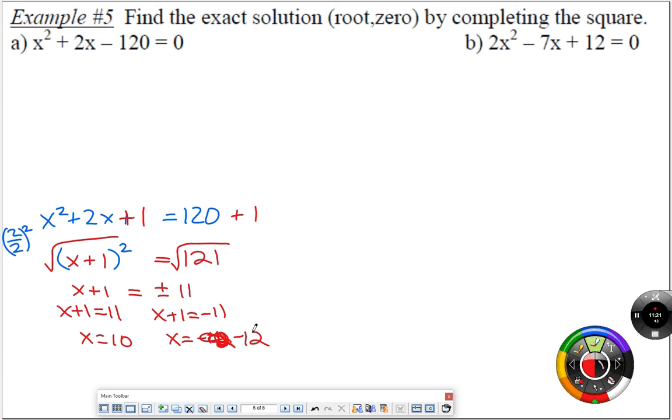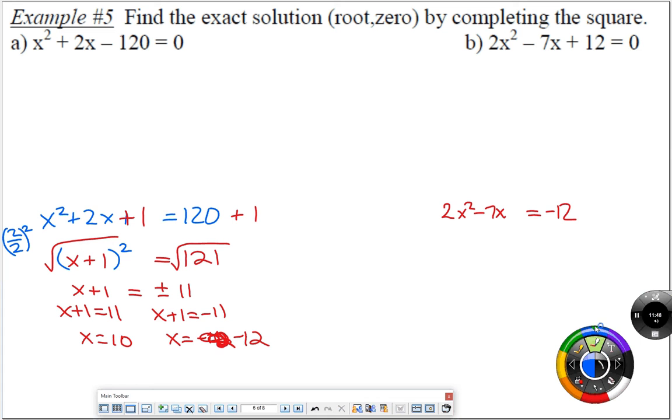Okay? All right. So what would we do in part B if we wanted to solve this by completing the square? Yeah, Natalie? Okay, good. So I want to move the 12 to the other side, because 12 is not a perfect square. That's not going to factor as a perfect square as it is. And then did you guys hear what she said? Divide the whole equation by 2.